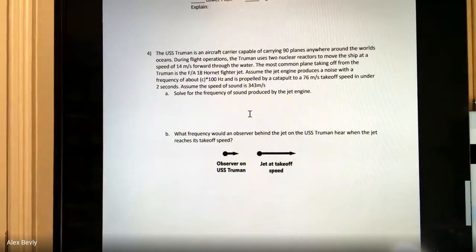For 4, the USS Truman aircraft carrier carries 90 planes around the world. That's the ship I was on. It moves up 14 meters per second through the water. FA-18 Hornet. So the engine produces a noise with a frequency of C times 100 hertz. The only thing randomized on this one is going to be the frequency.